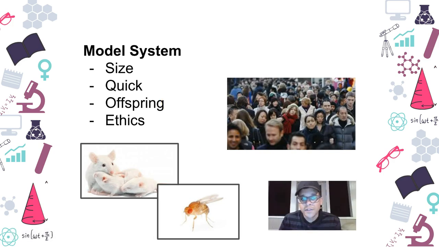Other examples of good model systems are mice and fruit flies. They meet these same characteristics: they don't take a lot of space, they grow and reproduce quickly, and they produce a lot of offspring.